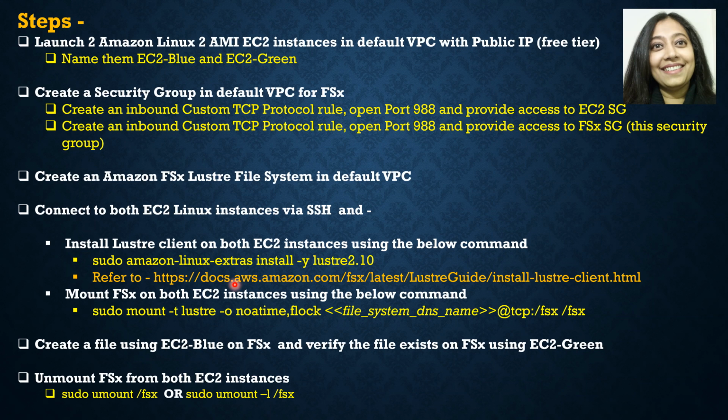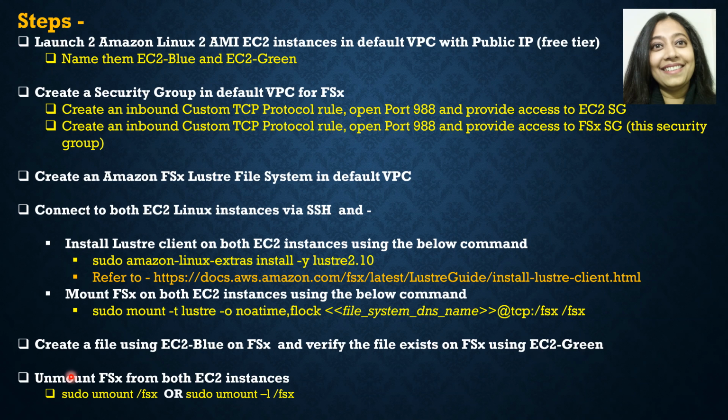After installing the Lustre client, we will mount the FSx file system on both these EC2 instances using the below command, the one which I'm highlighting right now. After we are able to connect to the FSx file system, we will create a file using either one of the two EC2 instances. In my case, I will be leveraging EC2 Blue to connect to FSx and create a file. And the file that we create on FSx using EC2 Blue, we will verify that this file exists on the FSx file system using EC2 Green.